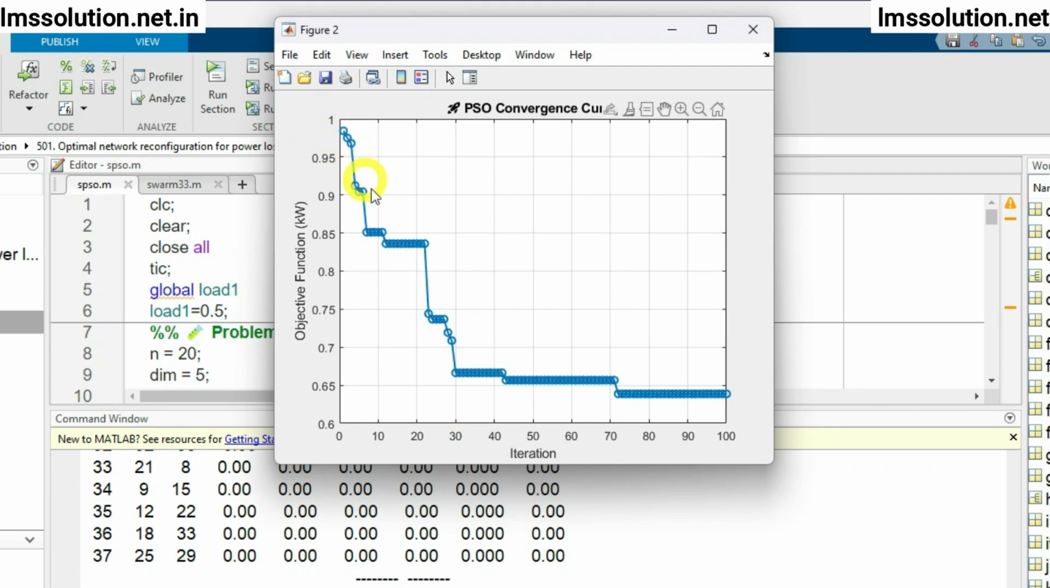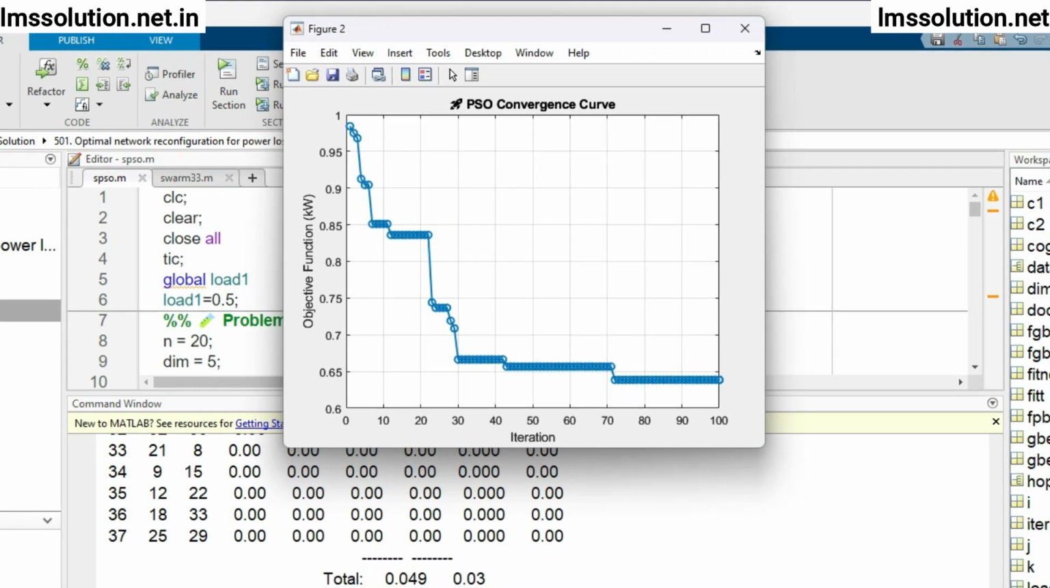So this is the convergence graph we are getting for the light load condition. Here the initial tie switch open positions are 34, 35, 36, 37. The tie switches after optimization will be 7, 13, 17, 28, 35. The initial power loss is 48.53 and the power loss after optimization is 36. The power loss reduction is 24.57, and the minimum voltage before and after optimization you will see here.